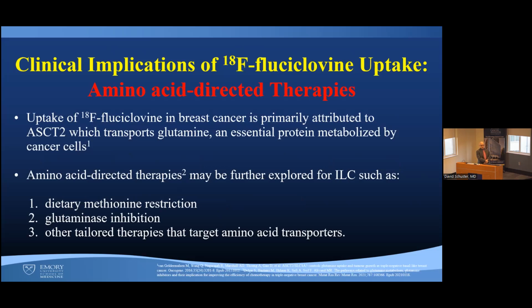So what are some of the clinical implications of this possibly? Well, now there's some research going on into amino acid-directed therapies. Uptake of fluciclovine in breast cancer is primarily attributed to ASCT2. So fluciclovine works by a number of amino acid transporters, but some other research has shown that ASCT2, which transports glutamine, is mostly involved, and fluciclovine is probably transported most like glutamine. And amino acid-directed therapies may be further explored in ILC, such as dietary methionine restriction, glutaminase inhibition, and I'll get to that. And there may be some other tailored therapies that target amino acid transporters. And I think that we're just beginning to look at these as a scientific community.